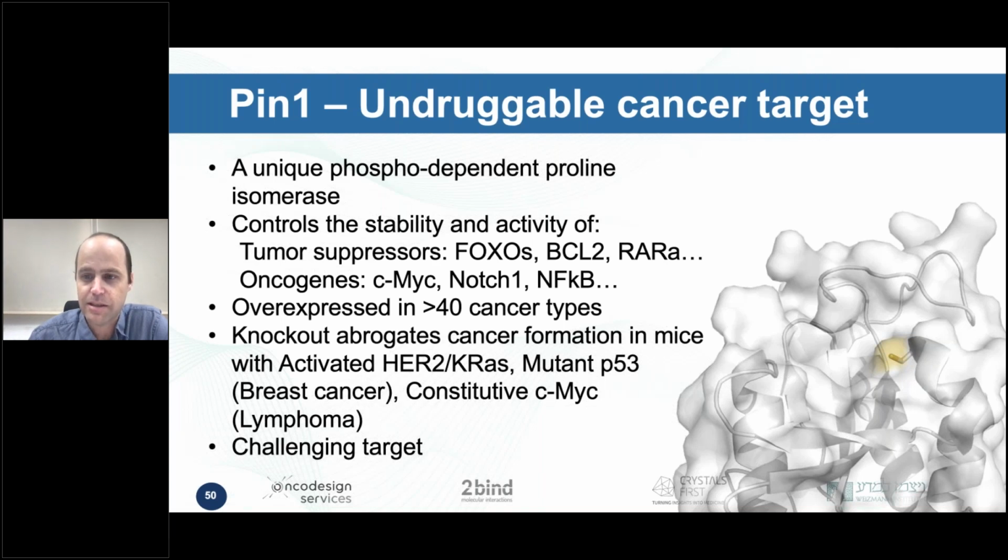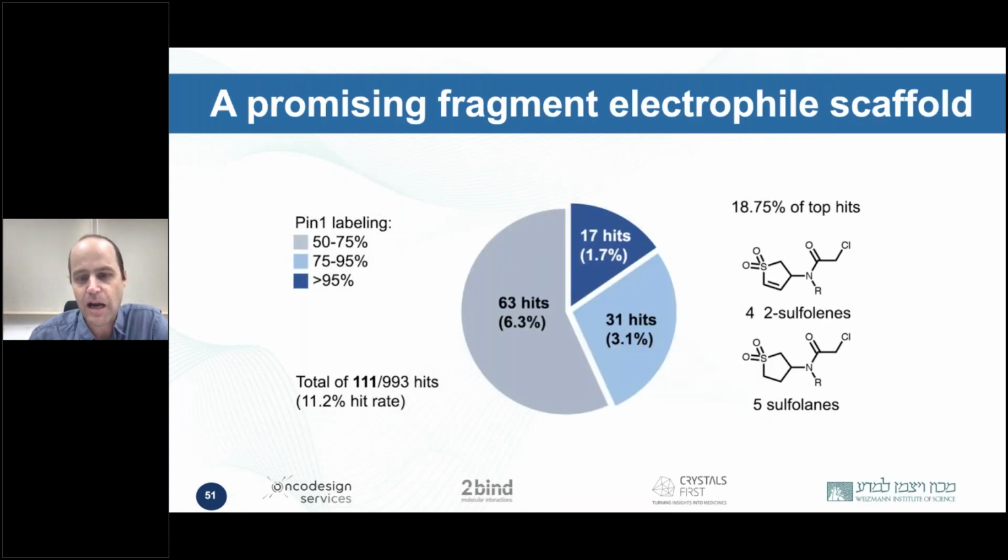We targeted this cysteine with a covalent fragment screen, and again, we got a pretty high hit rate of 11% from the primary screen. And out of the top hits, you can see that we had this motif of sulfolene or sulfolane chloroacetamide coming up as over-enriched in the top hits. So we naturally focused on the sulfolane. This is another electrophile we wanted to avoid. And based on modeling, we decided to modify this side chain.